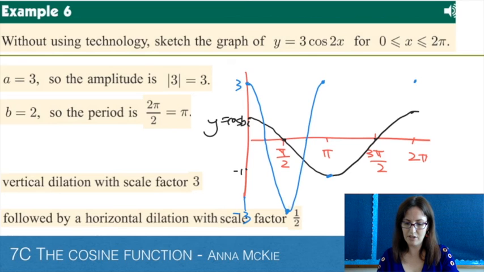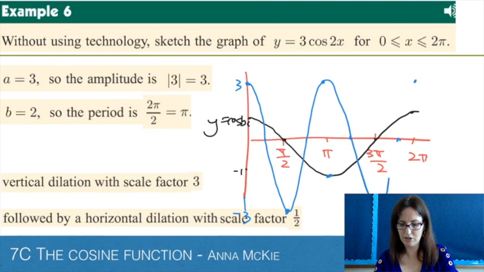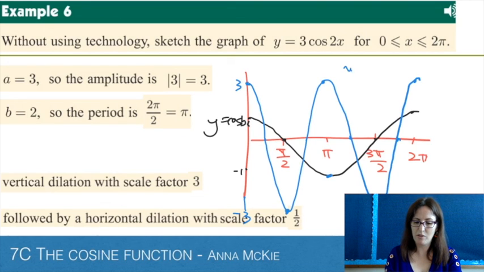So put in your significant points, maximum minimums, and x-intercepts, and connect your dots. Label your graph, y is equal to 3 cos of 2x, and you're done.